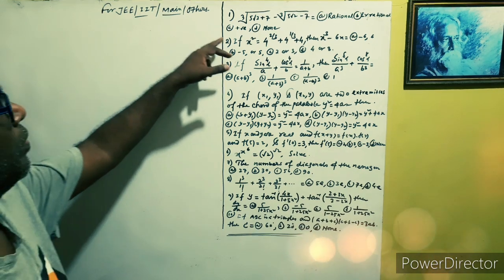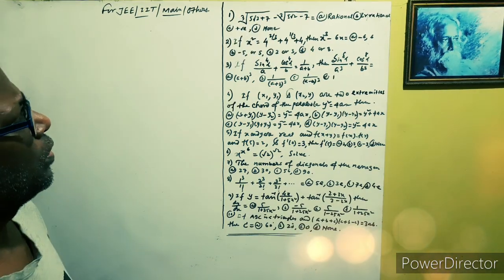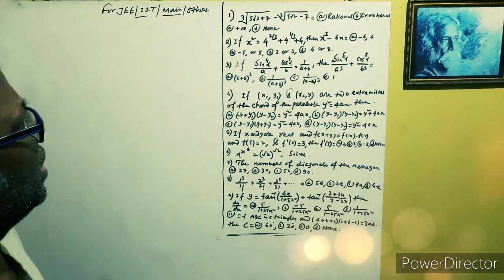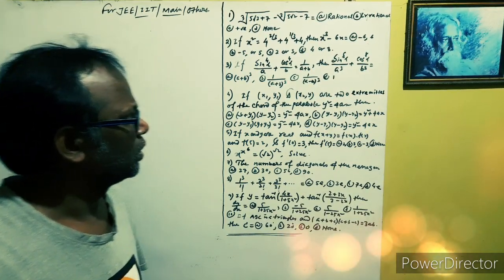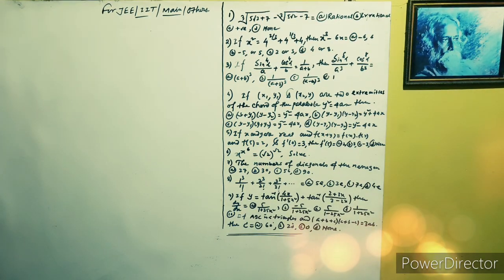Here is the first problem: cube root of (5 root 2 plus 7) minus cube root of (5 root 2 minus 7). Is this number rational, irrational, positive, or unknown? This type of problem was given in different competitive exams some years ago in India, and it is most essential for the Indian Statistical Institute exam.